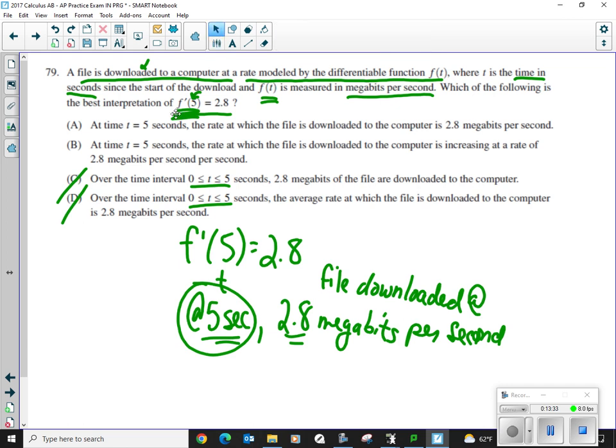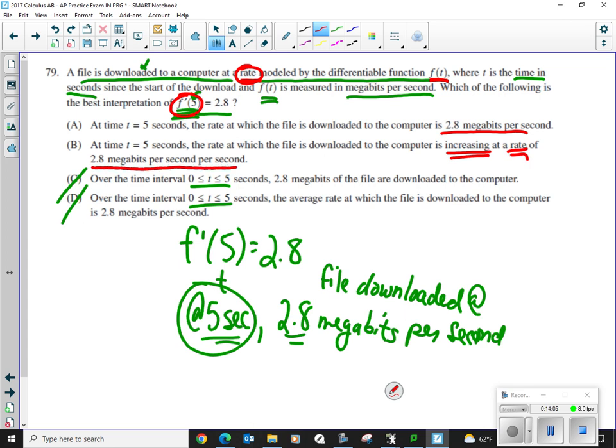All right. Here is the kit and caboodle. They tell us that the rate modeled by the differentiable function is this. So this is the rate. We are taking the derivative of the rate. Okay, so it's not the first one, which a lot of people would suggest, but it's increasing the rate of 2.8 megabits per second.